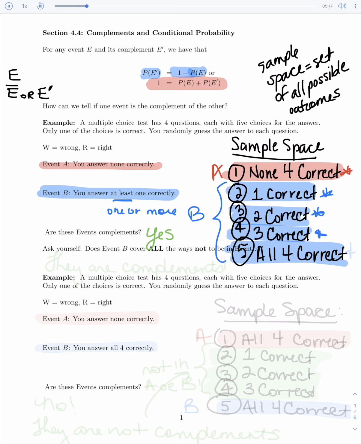If you're not in B, then you must be in A. And that's your only option. Either you're in A or you're in B. You're not in both, and you're not left out of any groups. So because A and B both cover all the sample space without overlapping, yes, they are complements or opposites. Because if you're not in A, you're in B. And if you're not in B, you're in A. So yes, they are complements.